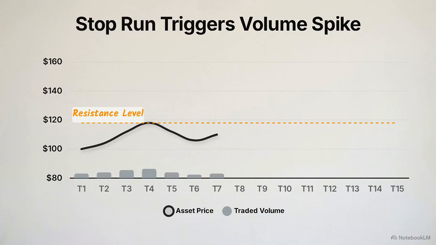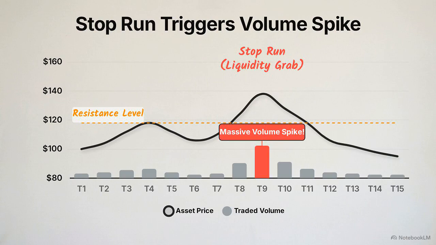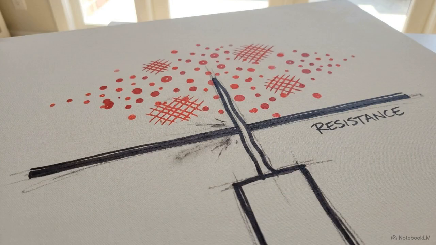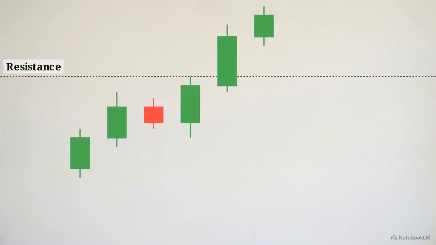The best setups feature a head that aggressively violates the resistance level, triggering the pooled stop orders on a massive volume spike. Deeper penetration into resistance results in a more potent pattern because it captures a larger amount of trapped liquidity. Following a successful stop run, the price action undergoes a violent rejection.